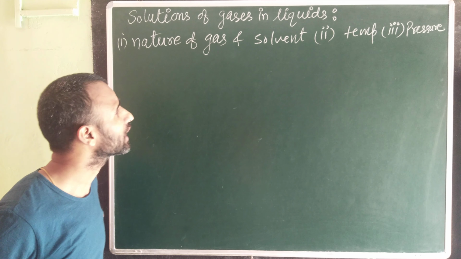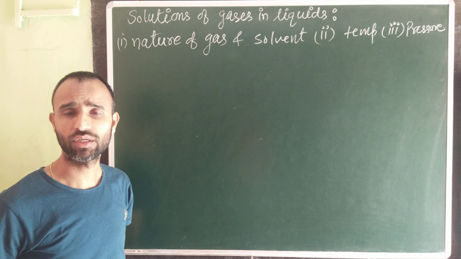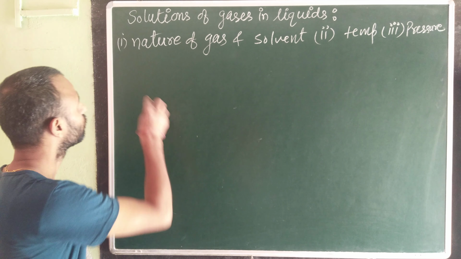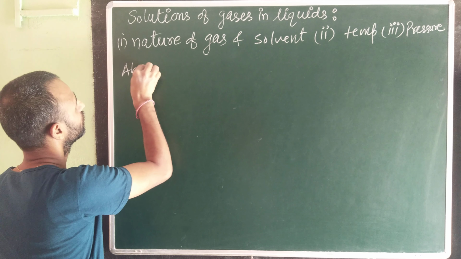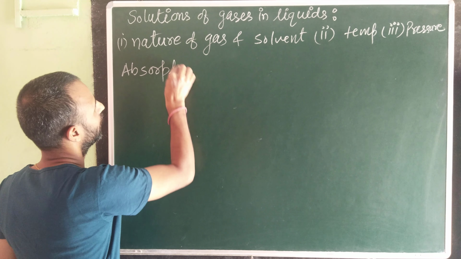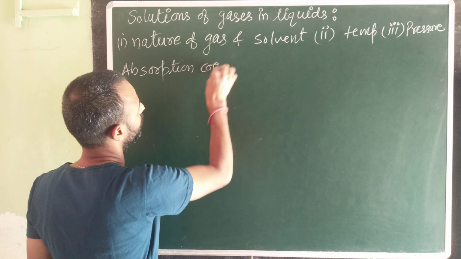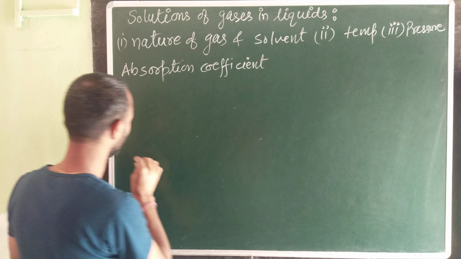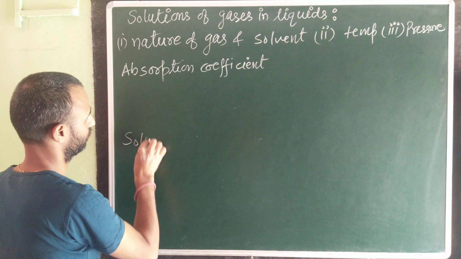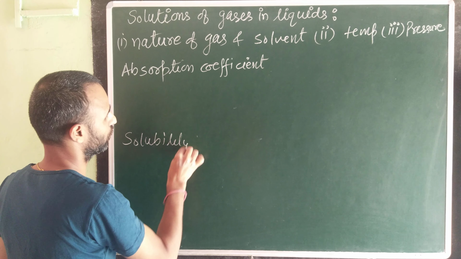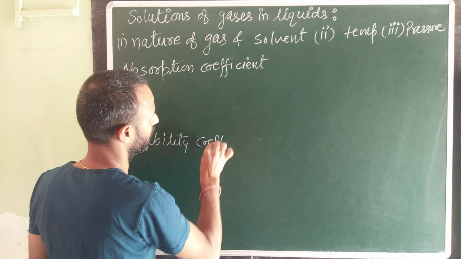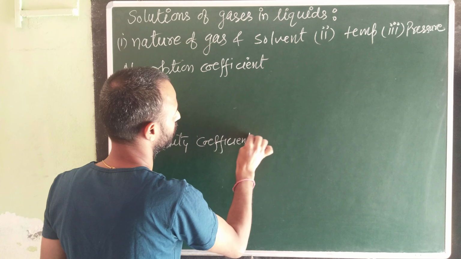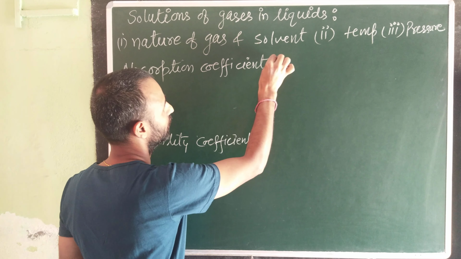And solubility of a gas in liquid is expressed by two coefficients. First is absorption coefficient and other is solubility coefficient. Now what is the difference between these two coefficients?